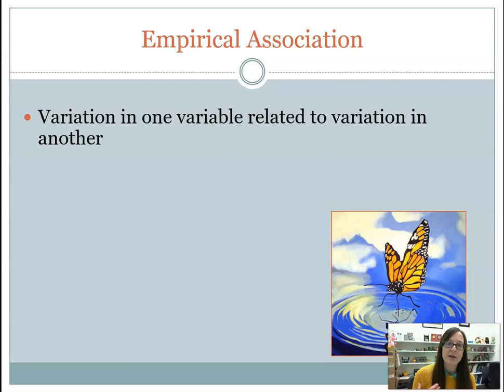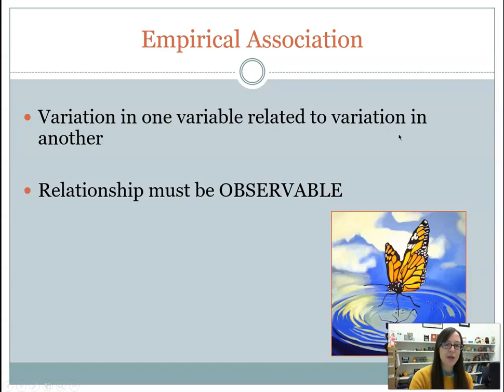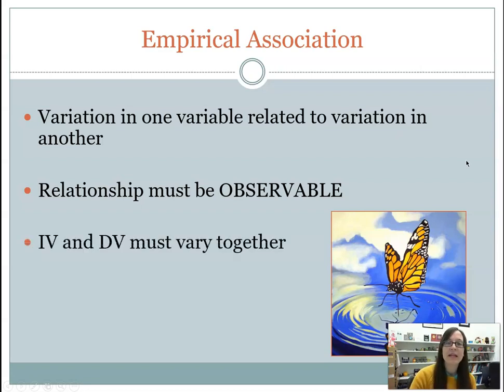So it's just correlation essentially, and the relationship has to be observable, so it has to be something that we can actually measure in some way. But basically, the independent and dependent variable are varying together, which is why it's correlation or covariation. And this is an important thing, because if two variables aren't even related, then of course one isn't causing the other to happen. So this is the most basic step, but right off the bat, correlation does not imply causation.